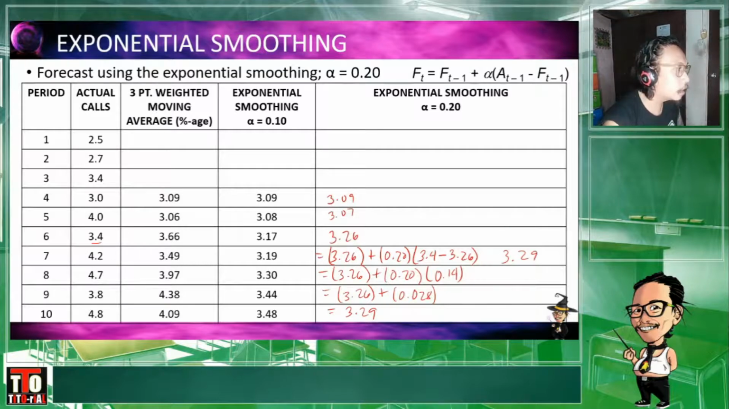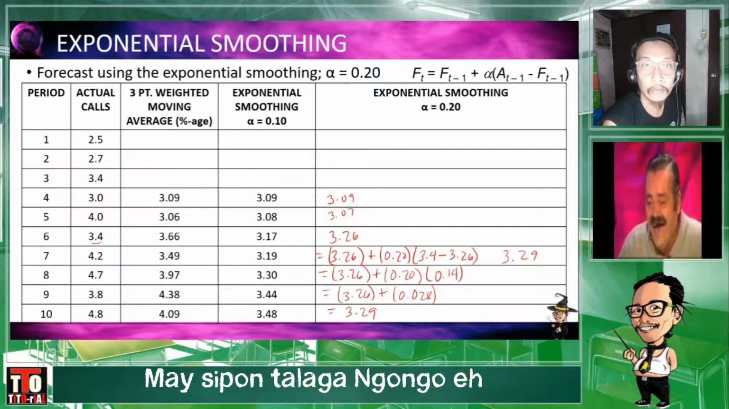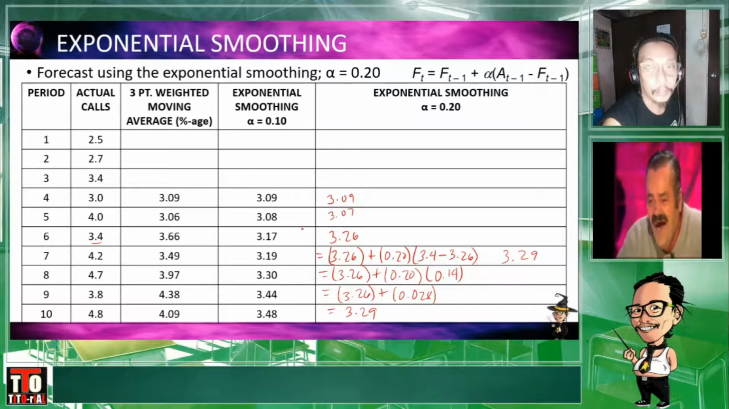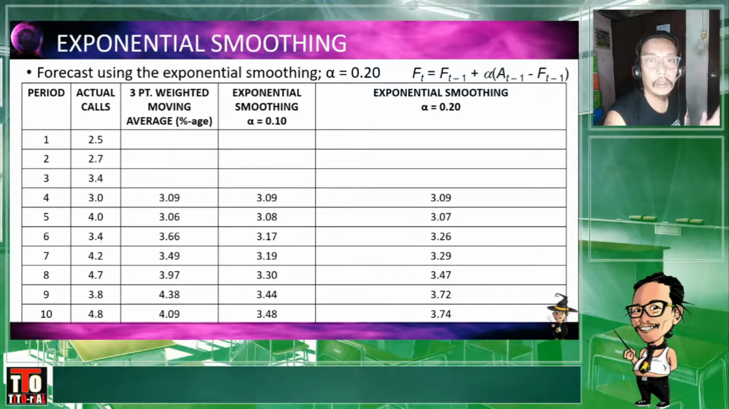So again guys, this time pause the video and then compute the forecast for periods 8 to 10, and check later on if we have the same forecast for the said periods. And there you have it guys. Okay? Our forecasts for periods 4 to 10. So, just let me know if we have the same values.